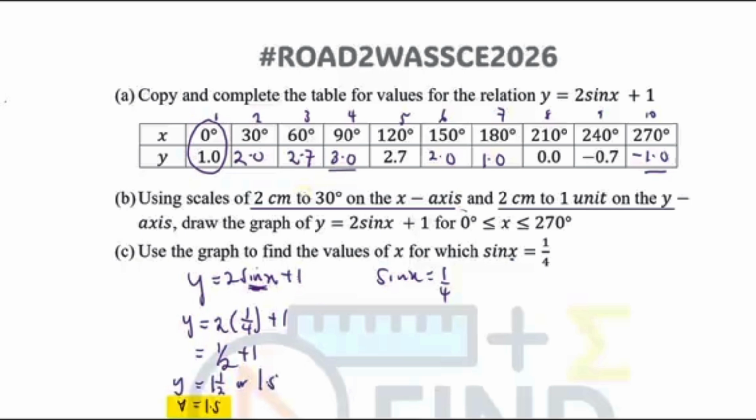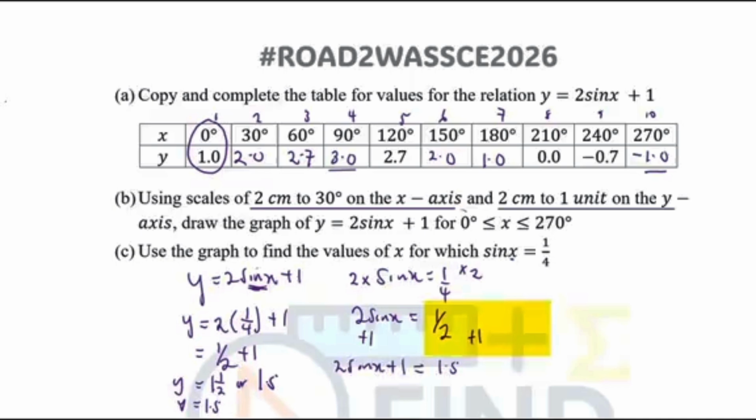So we'll just go and plot y to be equal to 1.5 on the graph to get its corresponding values of x. Or we can manipulate this equation. Because we have 2 sine x here, I can multiply this equation by 2 and this side also by 2. And that will give us 2 sine x is equal to 1/2. Then we have 2 sine x plus 1. We have achieved the 2 sine x. How can we get a plus 1? So I'm going to add 1 to both sides of this equation. So I'm going to have 2 sine x plus 1 is equal to 1.5, because 1 plus half is 1.5.